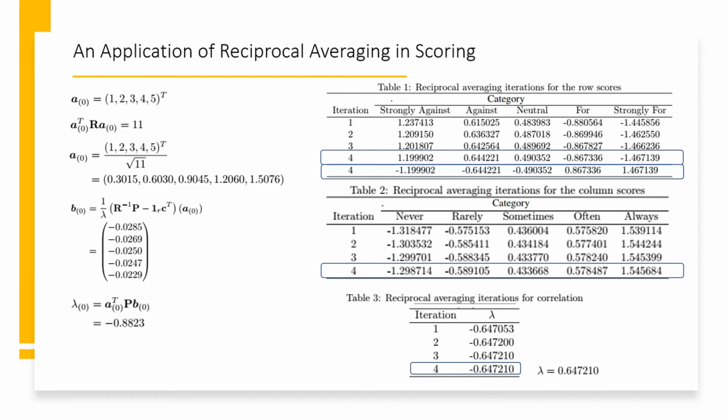We can also compare the row scores and the column scores. Take the scores for strongly against, for example. It is only very close to never, indicating there is an association, and not to the other column categories. The two categories are both very far from 0, and therefore indicate a very strong association to each other. The categories against and neutral are associated with rarely, while the category for is more associated with often than sometimes. Finally, strongly for is very strongly associated with always.